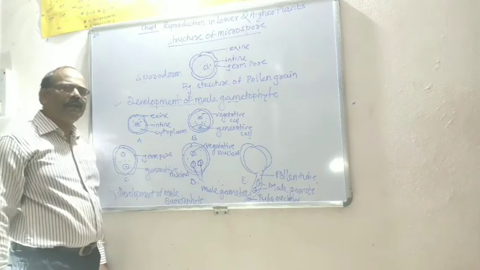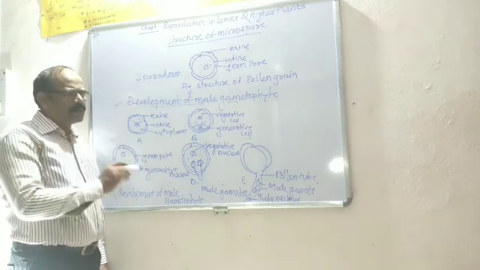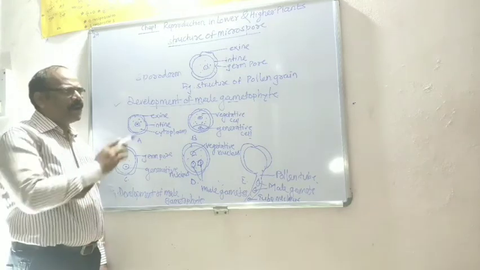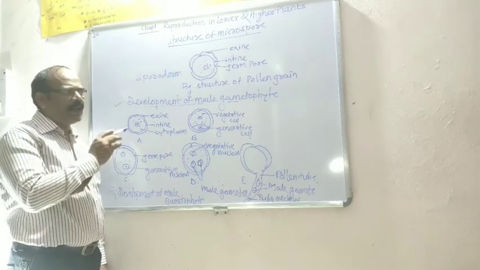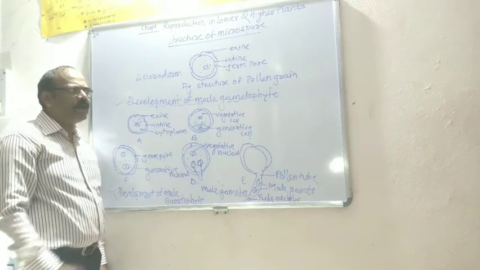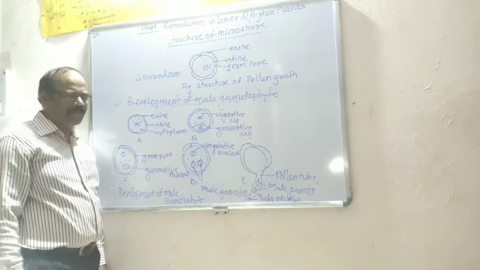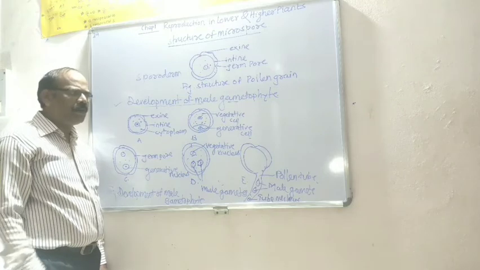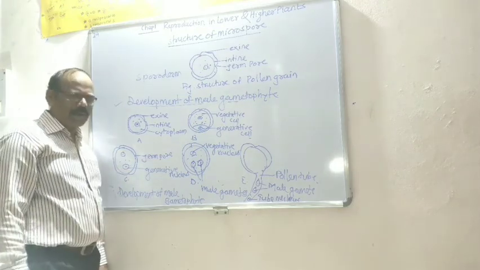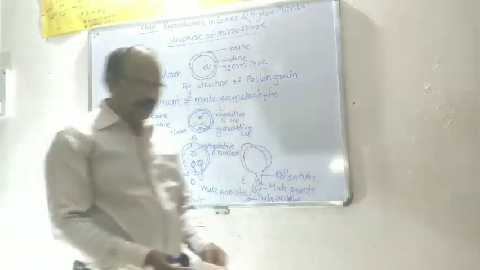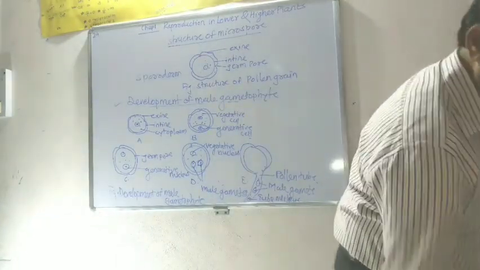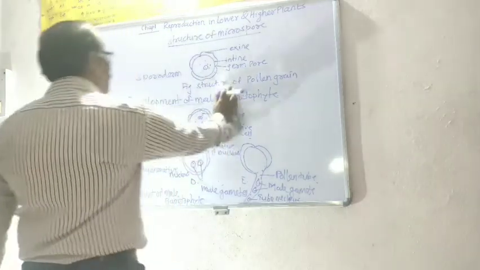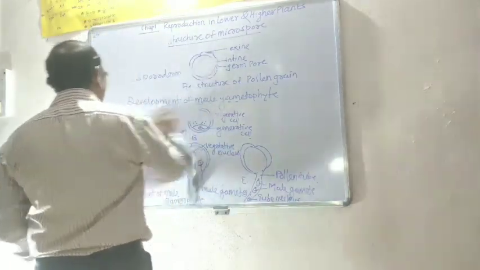Development of male gametophyte, this point is important because so many times in the board paper, they ask how to describe the structure and development of male gametophyte. On this point, questions are asked in the board, so this will be an important point. Then we learn about the structure of the female reproductive part of the flower.